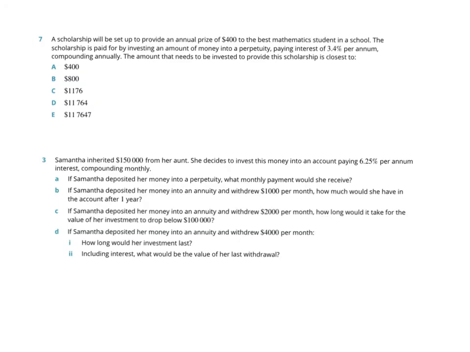Okay. All right, a scholarship will set up an annual prize of $400 to the best mathematics students in the school. The scholarship will be paid by investing an amount of money in a perpetuity, at 3.4% per annum, compounding annually. So I just got told a few things. I got told that's payment, and that's a positive because I now know perpetuity. So you might just write that negative PV equals FV. So they're going to be the same. Here's my I, and compounding annually. So PPY equals 1.